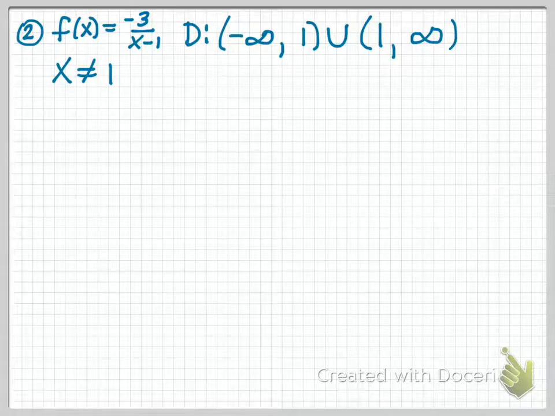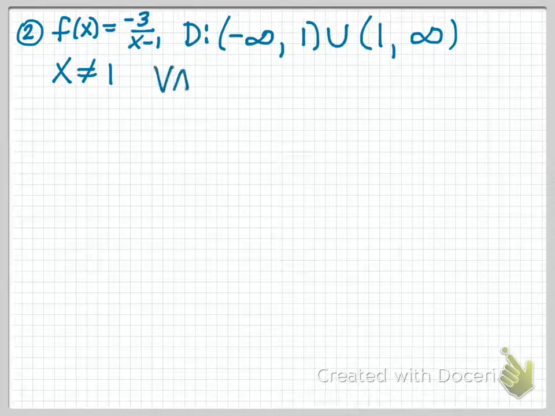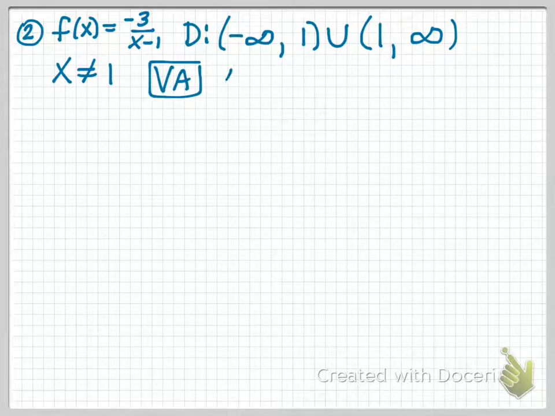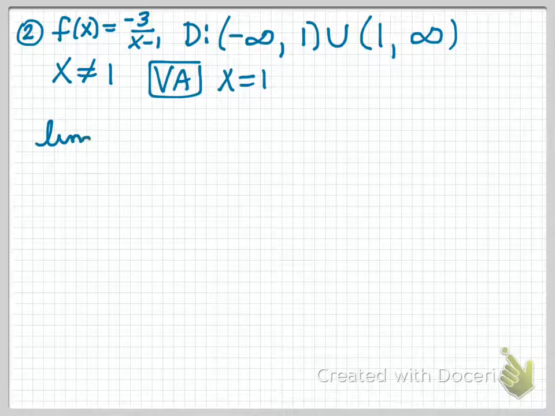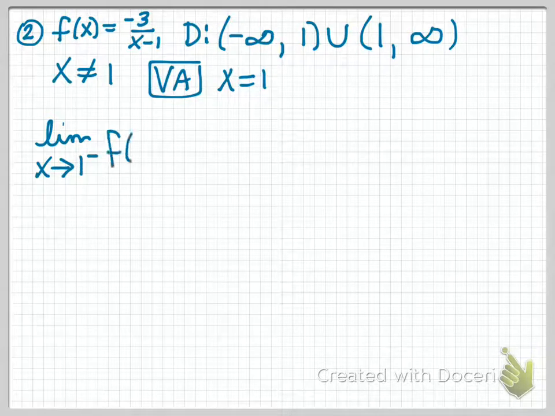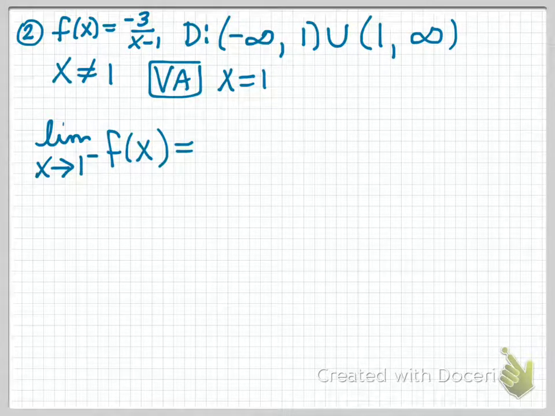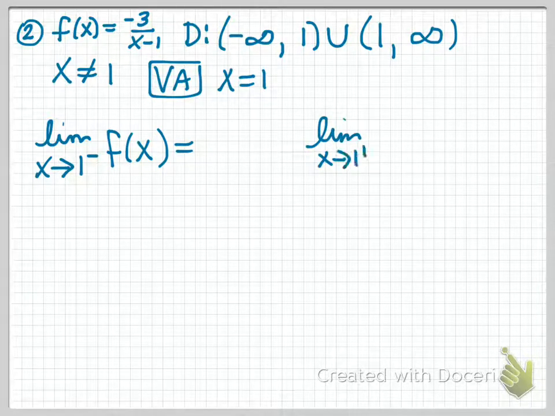Then we are to describe what happens on either side of 1 when we hit our vertical asymptote, which is what we're going to end up having here. This will create a vertical asymptote at x equals 1. So we want to look at the limit as x approaches 1 from the left of our function, and then we want to look at the limit as x approaches 1 from the right for our function.